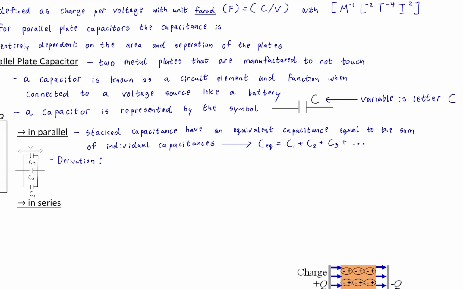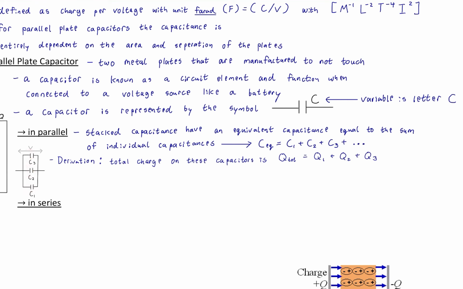Okay, so in order to prove that this is the equivalent capacitance of these three parallel capacitors, let's consider a couple things we already know. The total charge on these capacitors is the sum of the charge on capacitor 1 plus the charge on capacitor 2 plus the charge on capacitor 3. Here we're using uppercase Q to represent the charge on an individual capacitor. That makes sense, right? Because electrons are building up on all these capacitors.